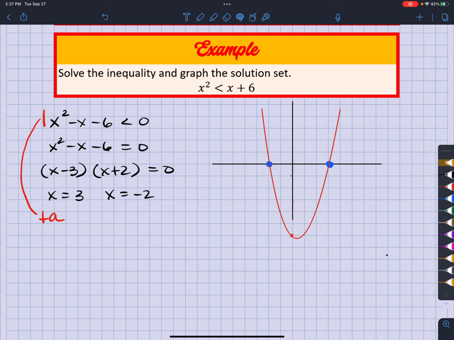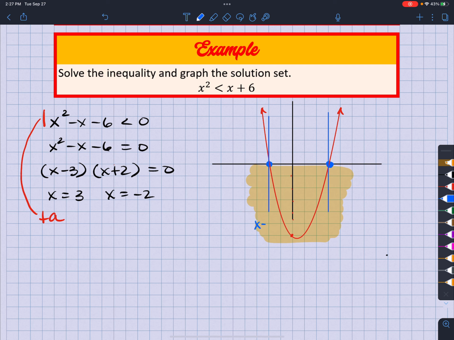Okay, so I have a graph like this, right? I know it's a smiley face because the A is positive. So now I'm looking at this going, okay, where is this less than 0? Isn't it less than 0 right here? This is below the x-axis, so that's where it's less than 0, which occurs from right here to right here.